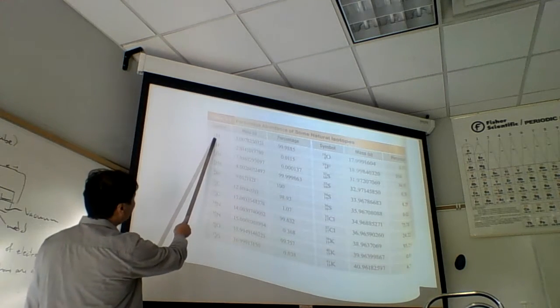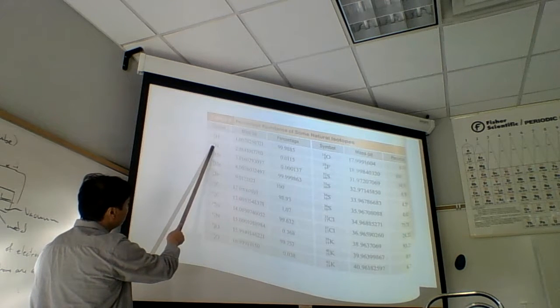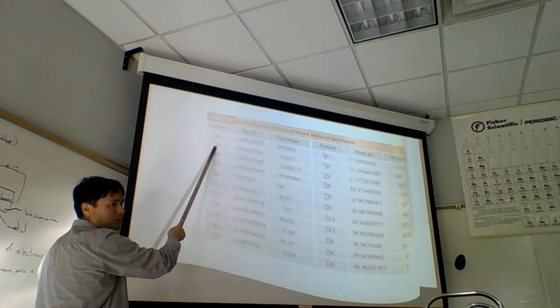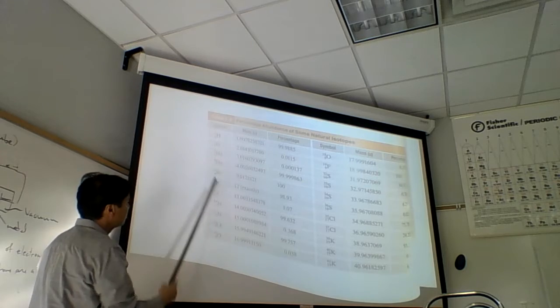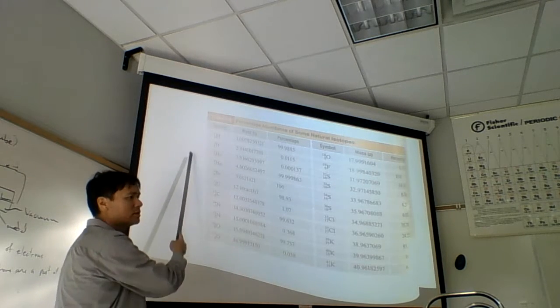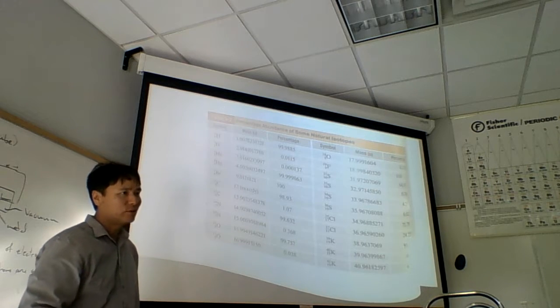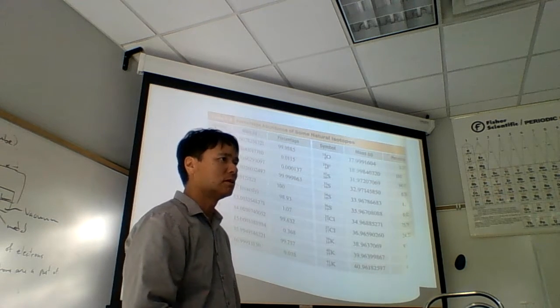Here we have hydrogen 1. Here we have hydrogen 2. Hydrogen 2 is one of the few isotopes that have a special name. What's the name for hydrogen 2? Deuterium. And then there's hydrogen 3, but hydrogen 3 is not listed here. Do you know why? Well, hydrogen 3 is radioactive, so radioactive isotopes we don't usually list.